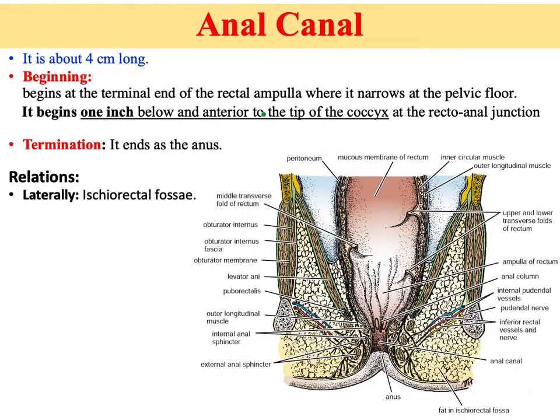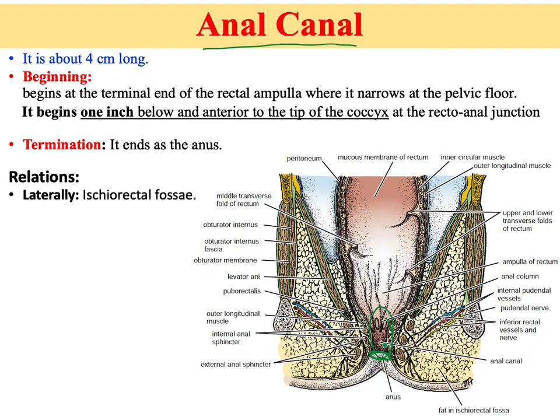Now, lastly, to the last part of the alimentary tract, what we call the anal canal. We mentioned this term, the anal canal, a couple of times when we talked about the rectum. So let us identify where this is. The anal canal, as you see here, is about 4 centimeters, and this is the last part of the alimentary or digestive tract. It ends by opening outside, at what we call the anus.